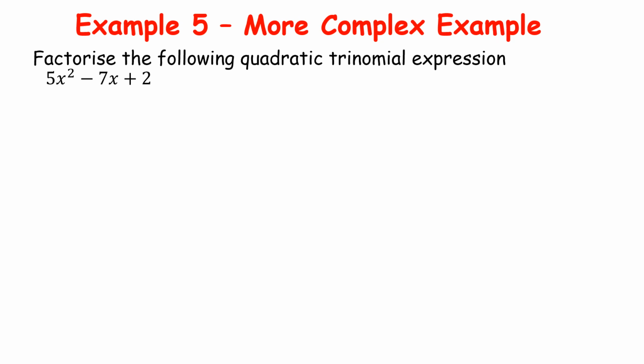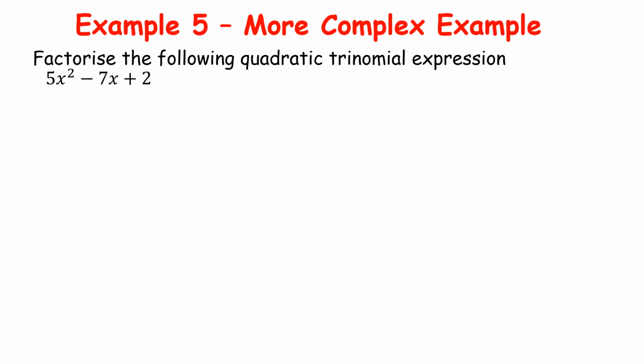When we say more complex, it's because of the calculation of the guide number. Everything else is exactly the same. So although the guide number may feel very long for the previous questions, it means that we have the same method working for easier and for harder questions. So what I mean by that is here, example 5, 5x squared minus 7x plus 2.